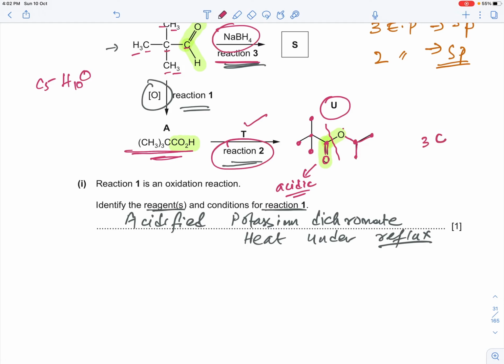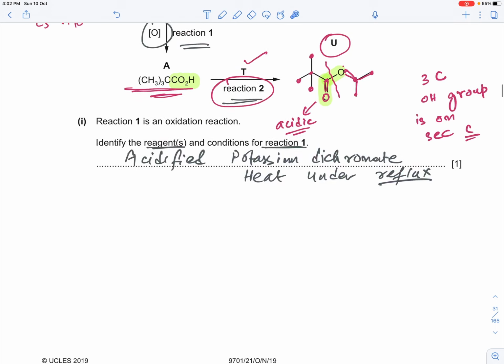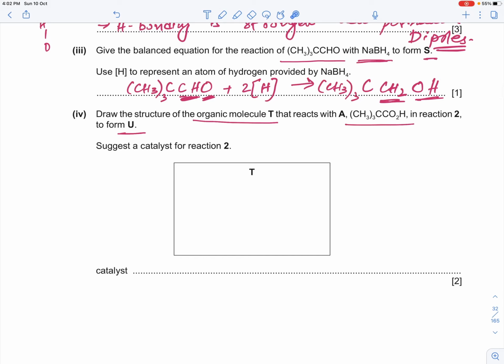Now this is the carbon which is directly attached to this alcohol oxygen. So that means the OH group is on the second carbon. As you can see, the oxygen is connected to the second carbon. So that means this is propan-2-ol. So the structure of compound T is, either we can draw a skeletal formula. This is compound T, propan-2-ol. Alright, and the catalyst for reaction 2, the catalyst for esterification, is sulfuric acid.